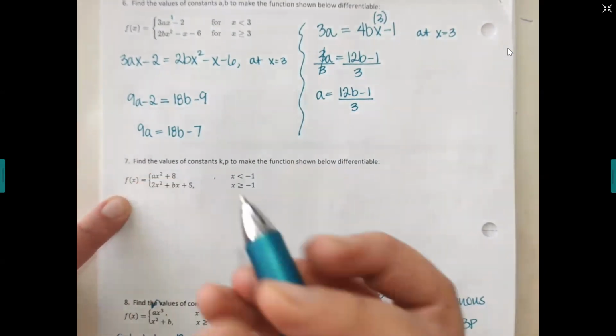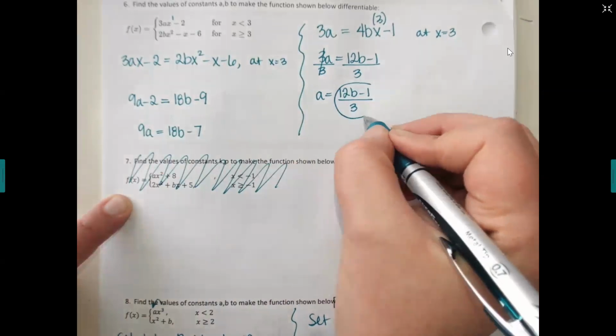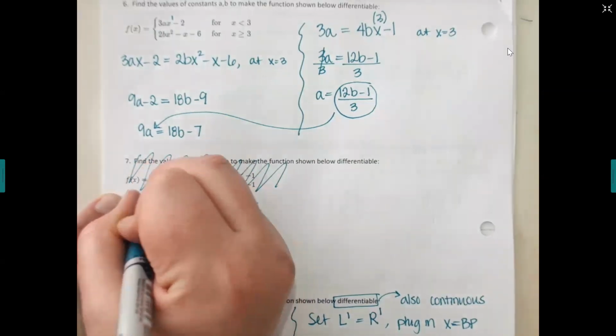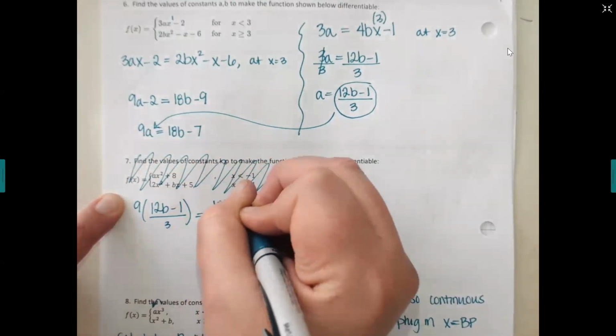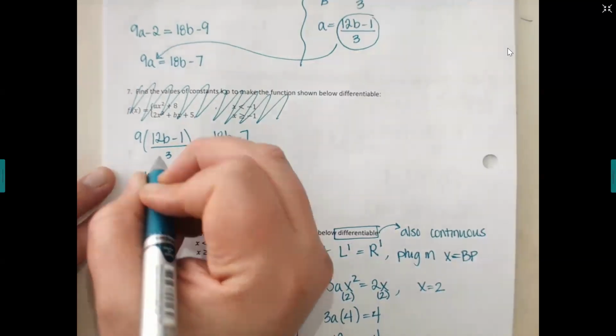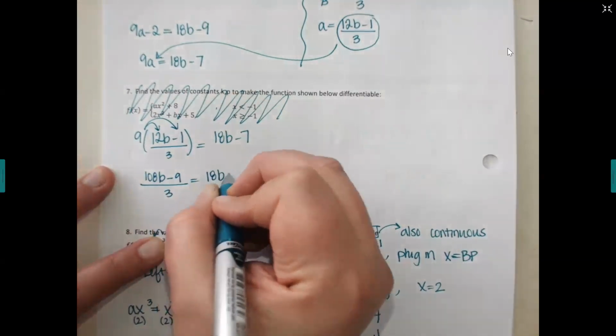We're not doing number 7, and I write too big, so I'm going to keep writing down here. Okay, I have 9a, but now this is going to take the place of a in my equation. So instead of 9a, now it's 9 times (12b minus 1) over 3 equal to 18b minus 7. Okay, from here, I'm going to times the 9 into the top. Hopefully some of y'all have calculators, what's 9 times 12? 108b minus 9 times 1 is just a minus 9 equals 18b minus 7.